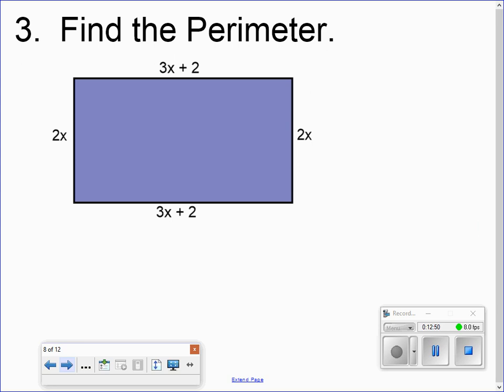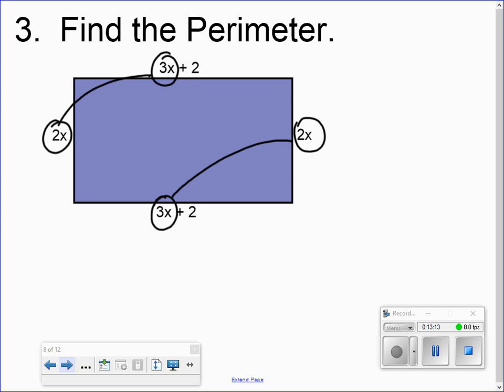Finding the perimeter. Again, we can combine like terms when we're combining the perimeter. I can either write it all out or I can look. And again, we're going to circle all of our terms that are the same. So we have 2x, 3x, 2x, and 3x. So this would be 2 plus 3, which is 5. 2 plus 3, which is 5. And 5 plus 5, which is 10x. And then remember we have our 2 constants here, 2 plus 2, which is 4. So the perimeter of this would be 10x plus 4. Remember that it's an expression, not a numerical answer.